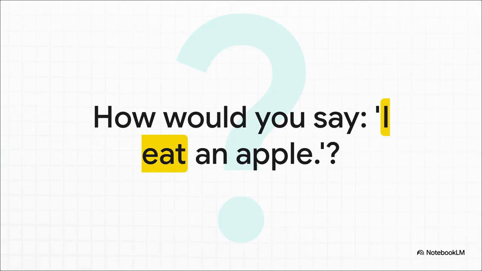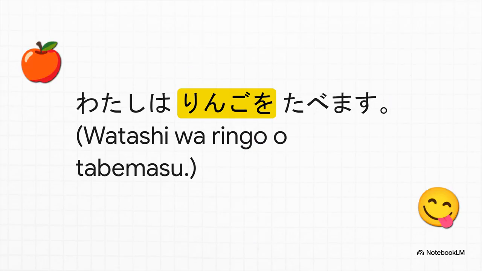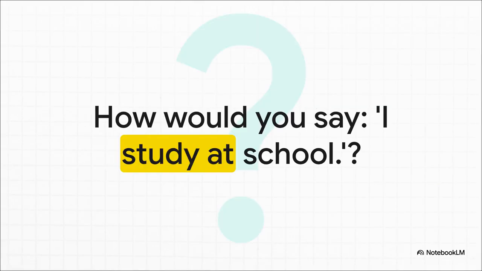Okay, first challenge. I eat an apple. Take a second and think about it. What is being eaten here? What's the direct object, and which particle do we use to mark that? And there we go. 私はリンゴを食べます. The apple or ringo is the what that you're eating, so it gets the particle o. Fantastic job. All right, let's try one more.